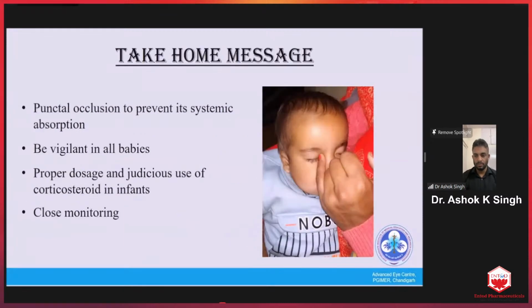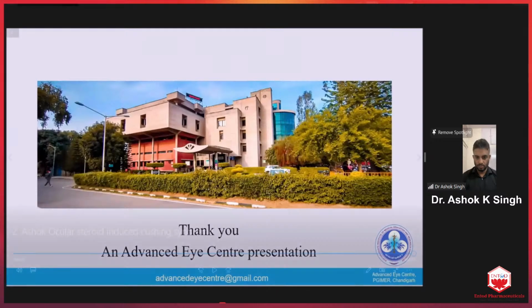Now coming to our take home message, which is very important from this case: punctal occlusion is very important to prevent systemic absorption of any topical eye drop. We have to be very vigilant in all babies, and if we are prescribing corticosteroid, it has to be properly dosed and used very judiciously. And this child needs very close monitoring. Thank you, everyone.